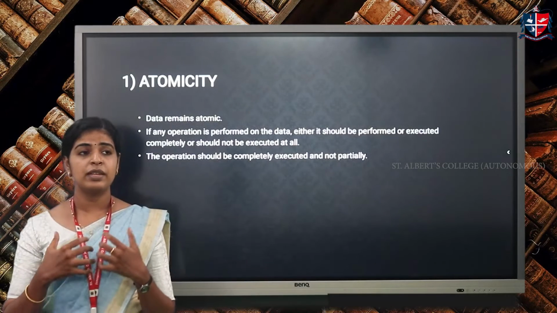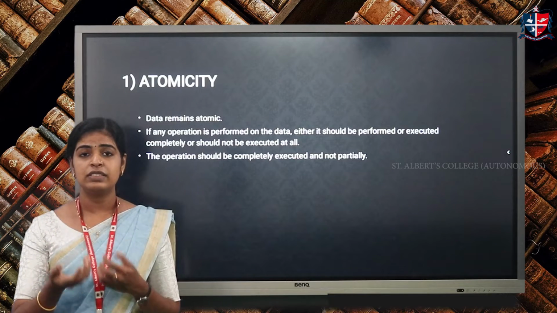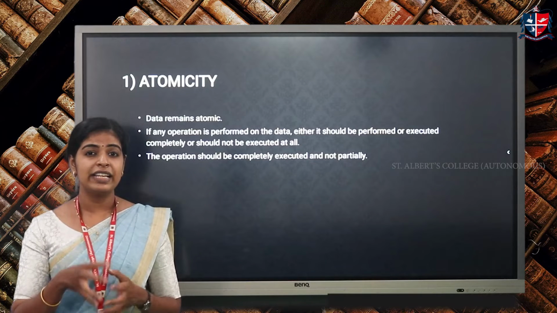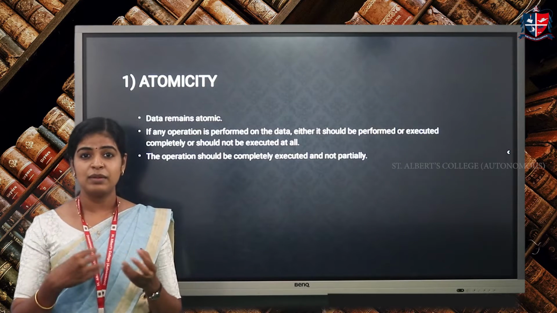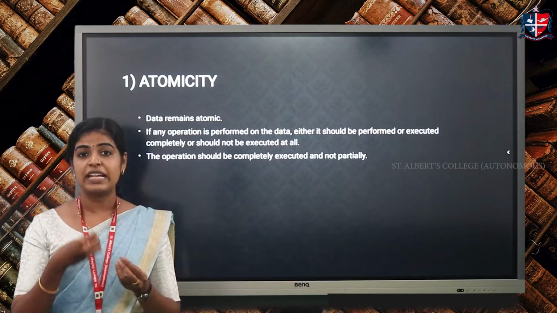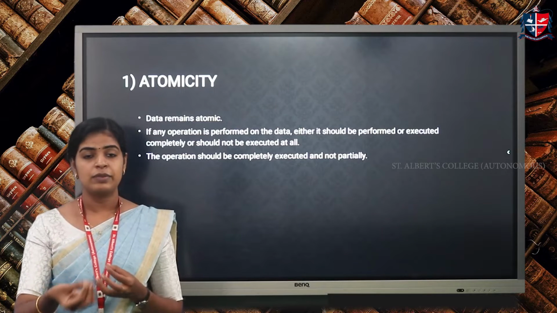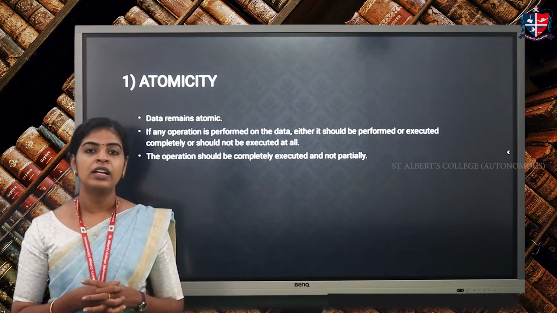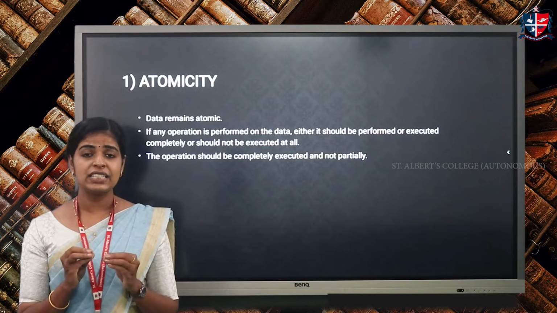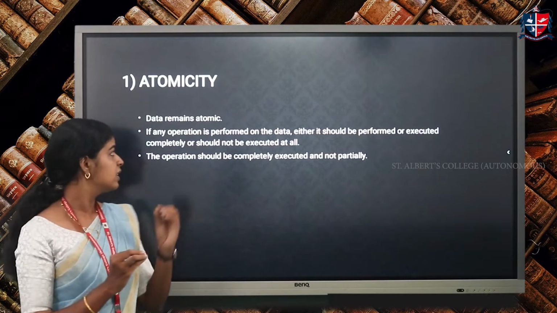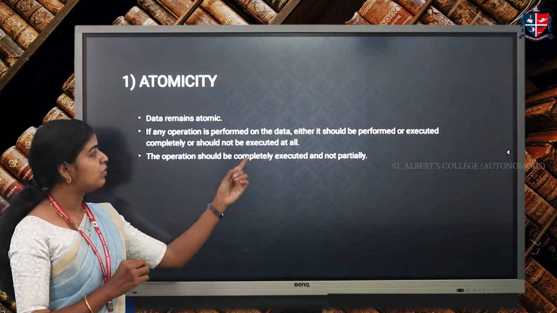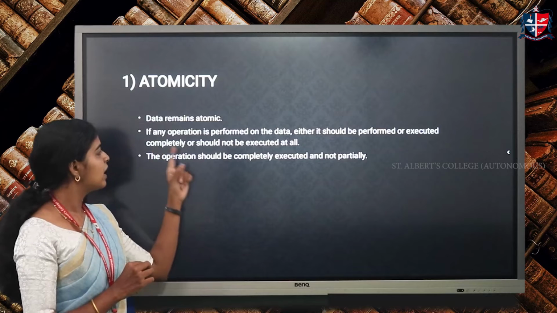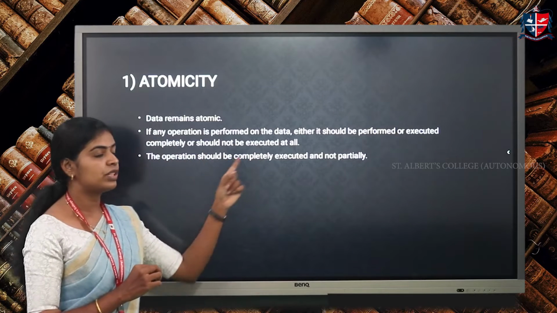That means, suppose I am going to do any transaction, like sending some data from one system to another system. The data should be atomic. That means if any operation is performed on the data, either it should be executed completely, or it should not be executed at all.